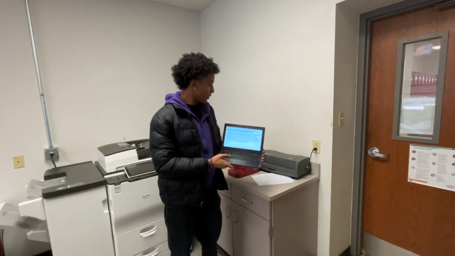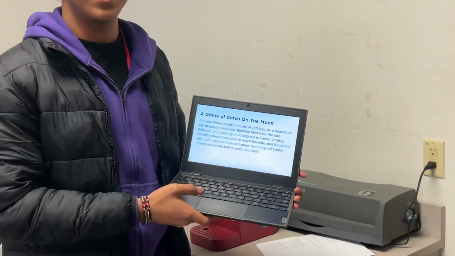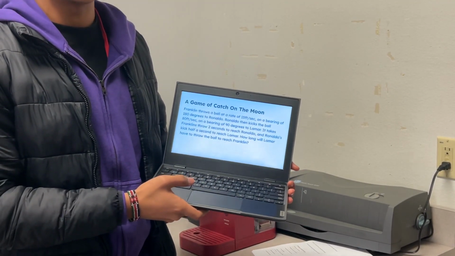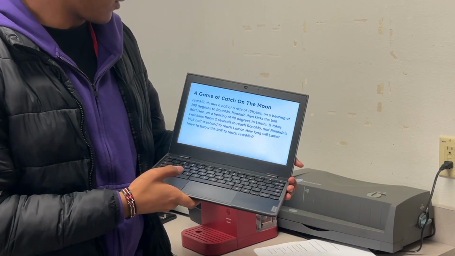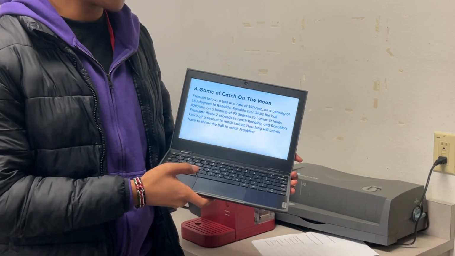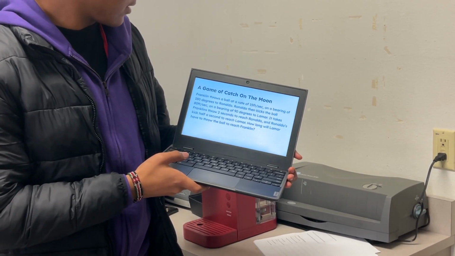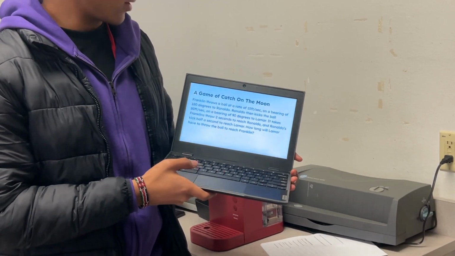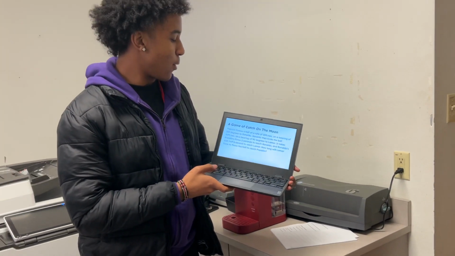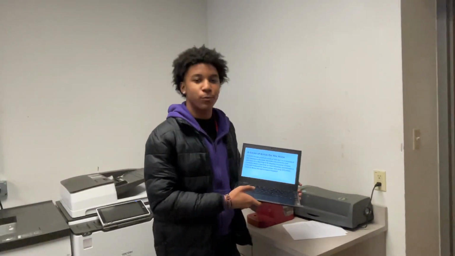So Franklin throws a ball at a rate of 15 feet per second on a bearing of 180 degrees to Ronaldo. Ronaldo then kicks the ball 80 feet per second on the bearing of 90 degrees to Lamar. It takes Franklin's throw 2 seconds to reach Ronaldo, and Ronaldo's kick half a second to reach Lamar. How long will Lamar have to throw the ball to reach Franklin?